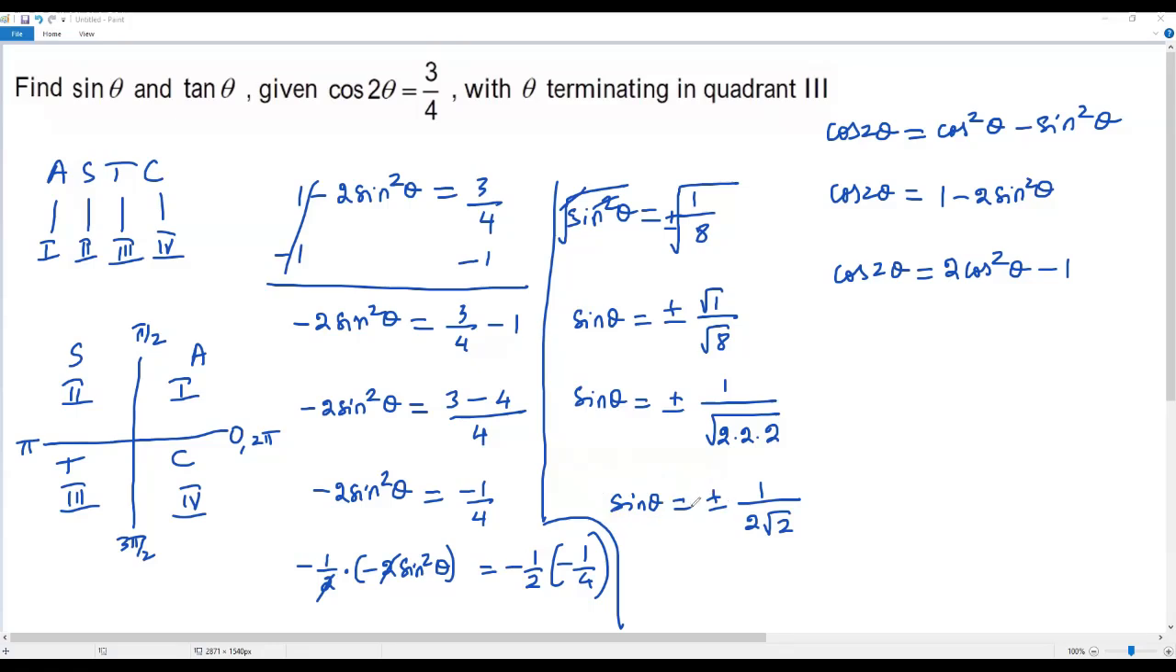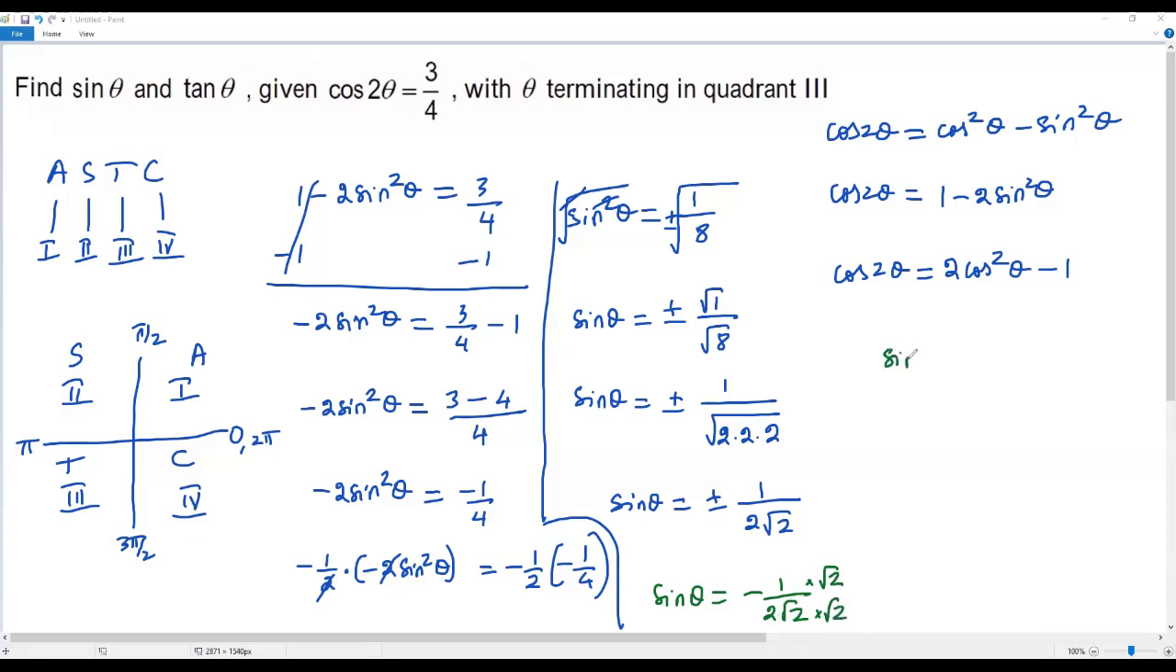Since the value of sine theta in the third quadrant is negative, in this positive or negative sign, we have to consider the negative sign. So in that case, I'm getting sine theta is equal to negative 1 over 2 times the square root of 2. Here we still have an irrational number in the denominator, this square root of 2. Usually whenever we get an irrational number in a denominator, we will rationalize it. For that, I have to multiply both numerator and denominator by the square root of 2 to rationalize this irrational number.